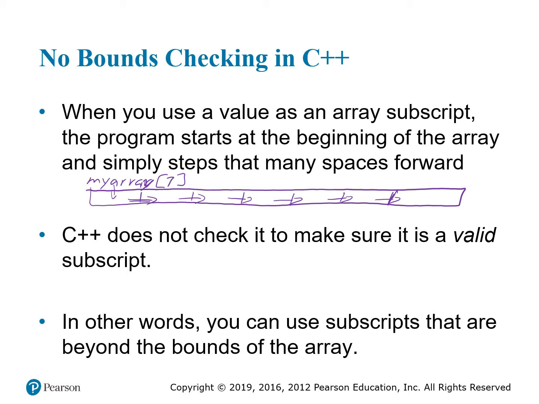It would count forward 1, 2, 3, 4, 5, 6, 7, and it would report whatever was in memory at that location. Or if I say myArray at 7 equals 42, it would write 42 into that memory location. Well, what if I have another variable called myInt that's pointing at that memory location? Well, I've just written over myInt. I've just defined a new value for it without meaning to. So C++ does not check to make sure that you're using a valid subscript.